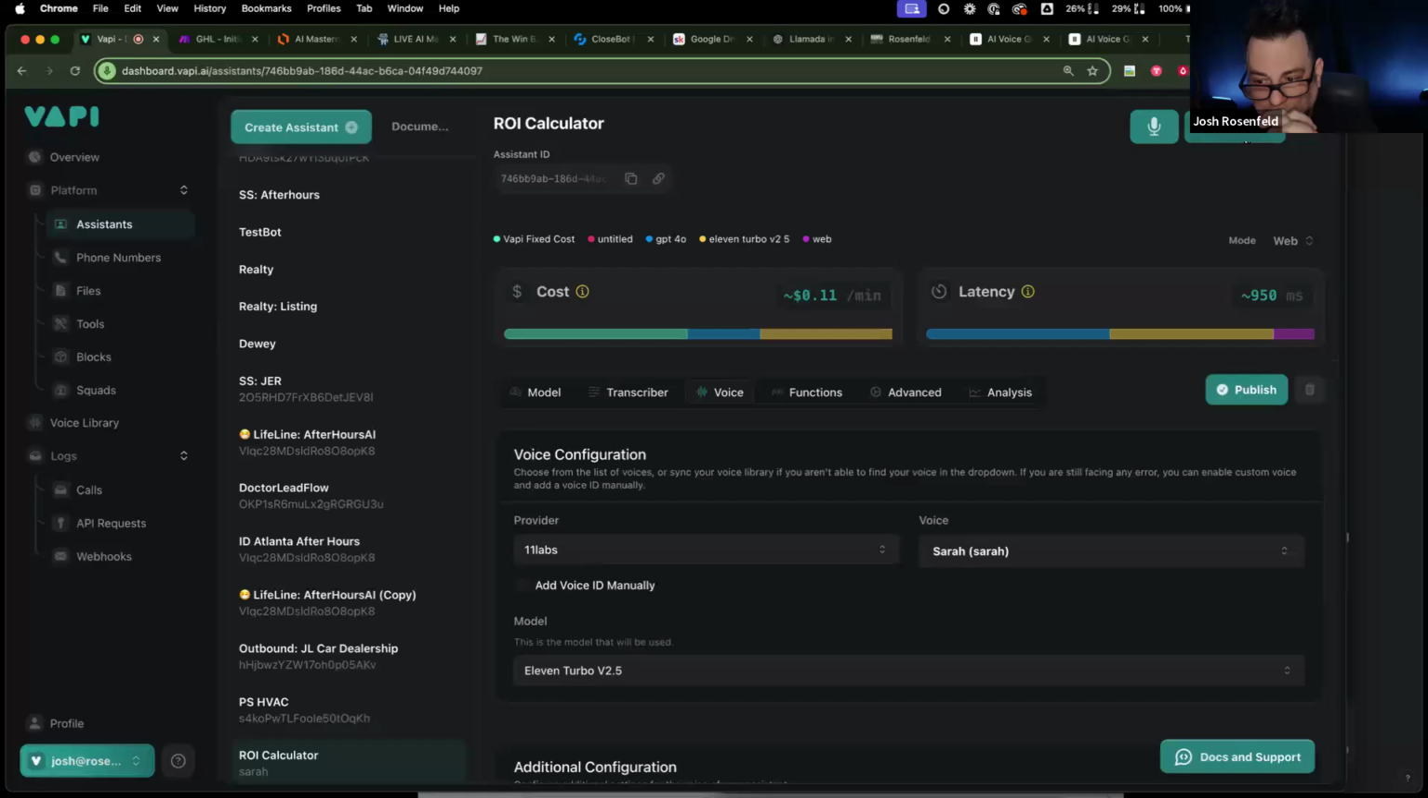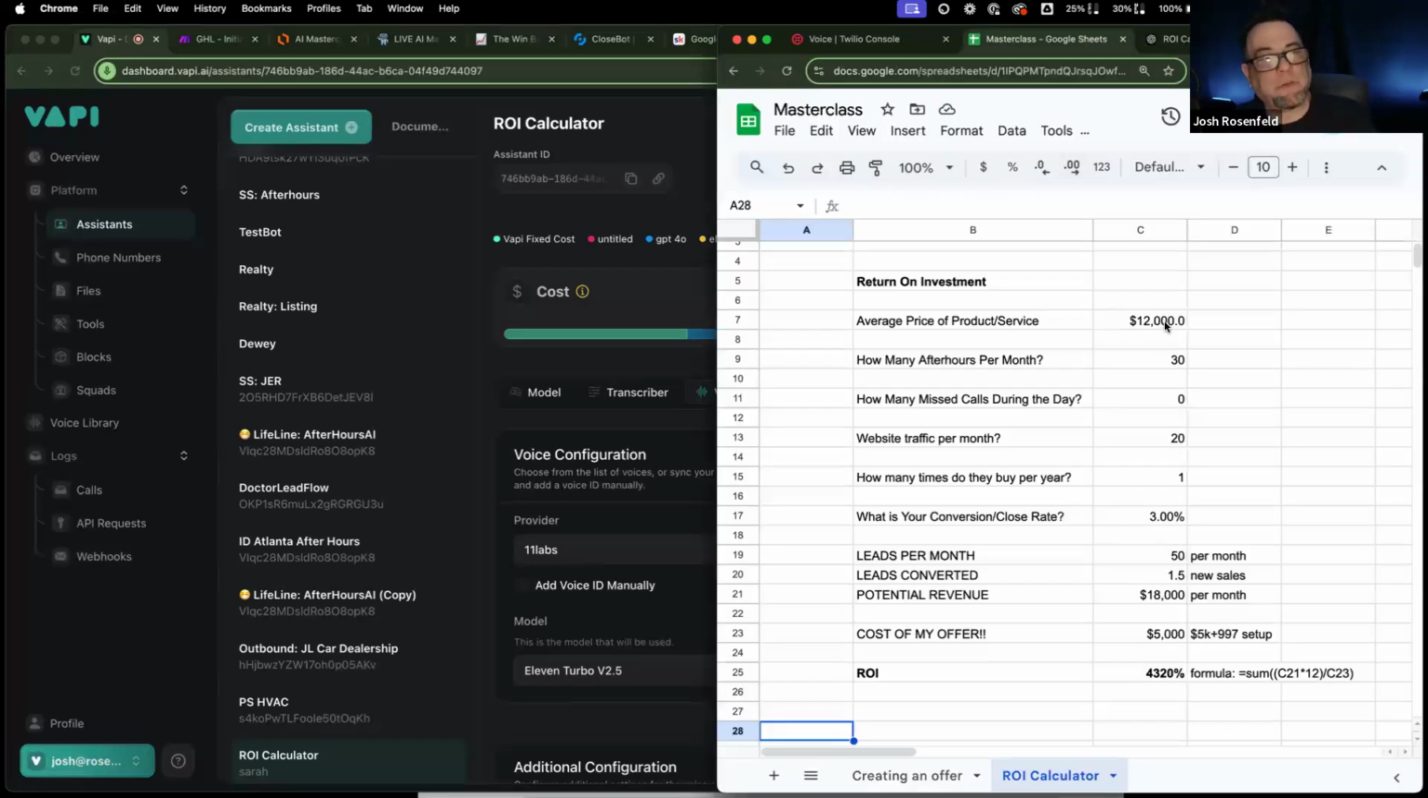Welcome to the AI Accelerator ROI Calculator. Ready to get started? Yeah, let's go. Great. What is the average price of your product or service? The average price of my product or service is $12,000. Thank you. How many after-hours inquiries do you receive per month? Probably one a day, max, maybe 2. All right, let's go with 1 per day, which would be approximately 30 after-hours inquiries per month. How many calls do you miss during business hours? We don't miss any calls.